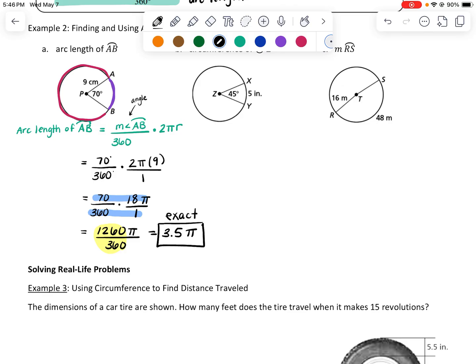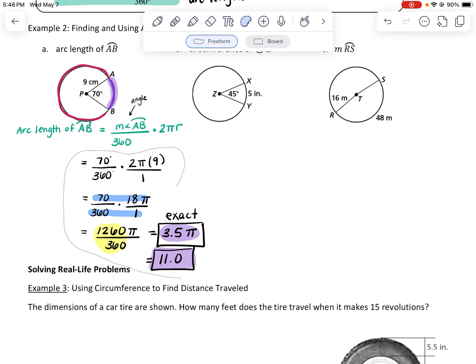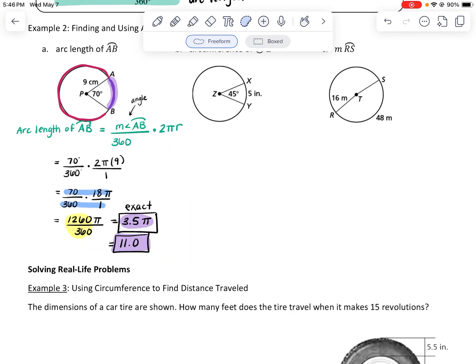So this distance in purple is 3.5 pi, okay? And again, we can plug this in our calculator, 3.5 pi, and I get 10.99, which if I round is 11.0. Okay, so that distance is 11 centimeters. So again, we're gonna slowly go through some more examples, but that is how we find the arc length, and I'm just gonna slide that over there.